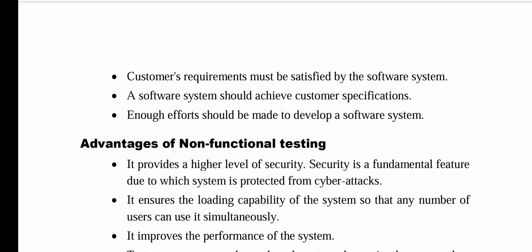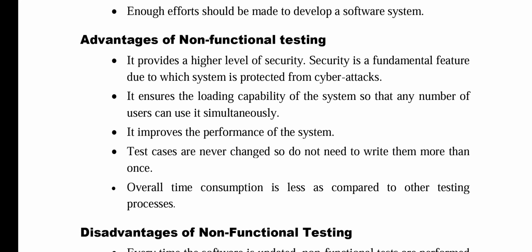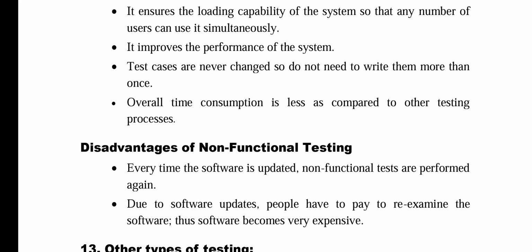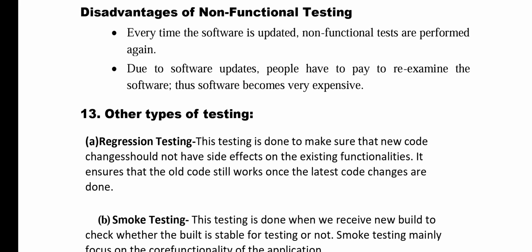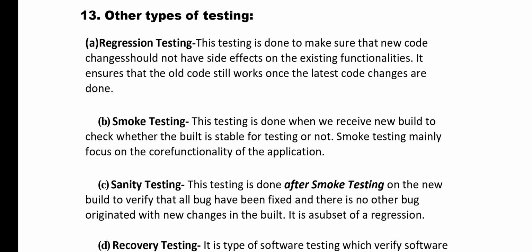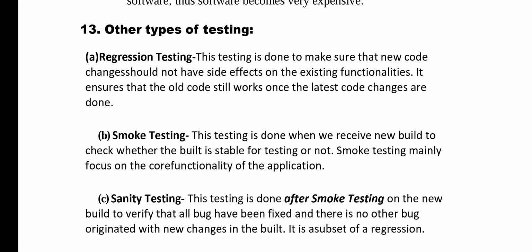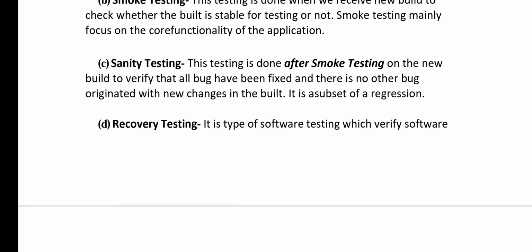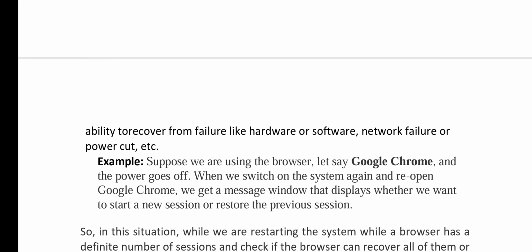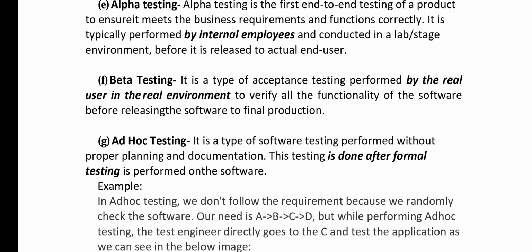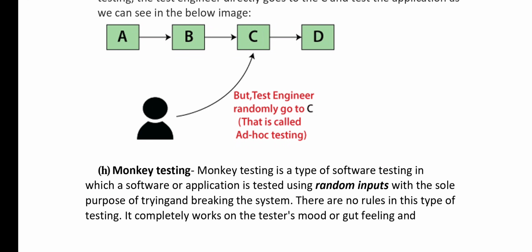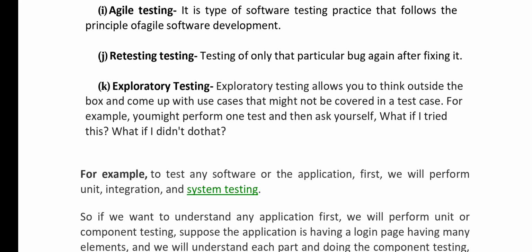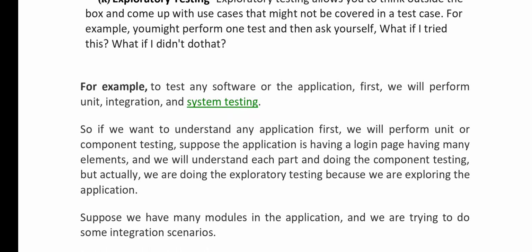Okay, all this comes under non-functional testing, and here you can see we have listed out the advantages of non-functional testing and then the disadvantages of non-functional testing. Okay, again, apart from functional and non-functional testing, there are various other types of testing: regression testing, smoke testing, sanity testing, recovery testing, alpha testing, beta testing, ad hoc testing, monkey testing, agile testing, retesting, and exploratory testing.